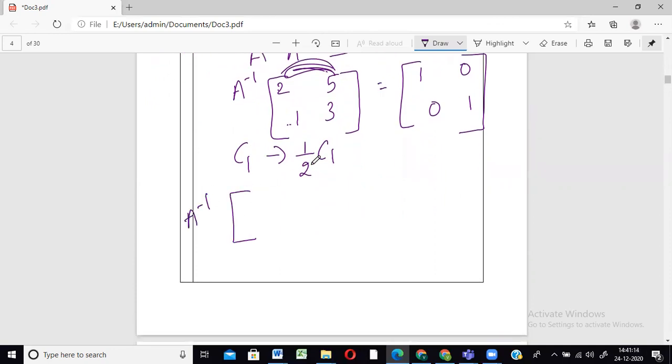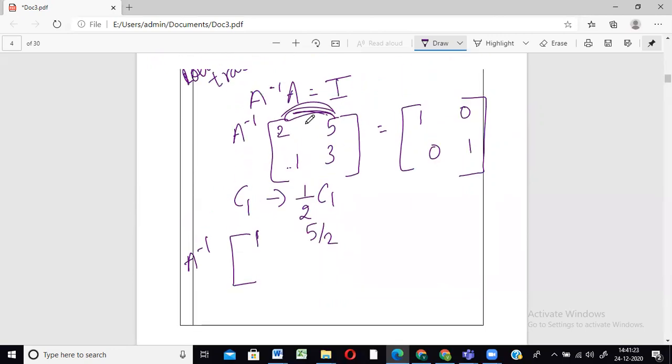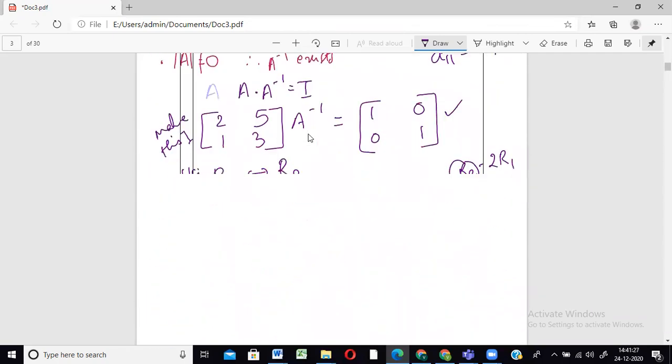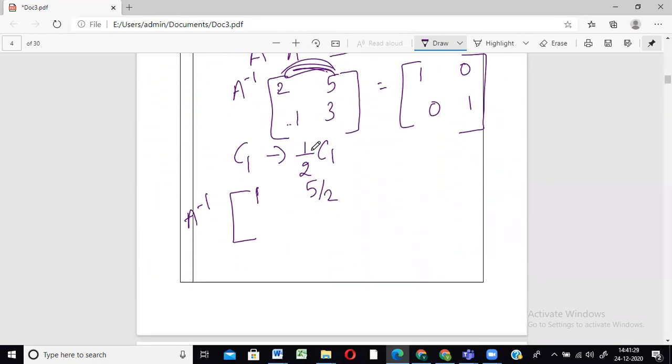A inverse into the first column divided by 2: 2 divided by 2 is 1, 5 divided by 2 is 5 by 2, column 2 no change. Is this 1 or is this minus 1? Okay, yeah, this is 1, okay? 1 and 3, which is equal to, again, as I said, whatever you're performing here, you're going to perform there also. So 1 divided by 2, 0 divided by 2 is 0, column 2, oh, sorry, just a second.